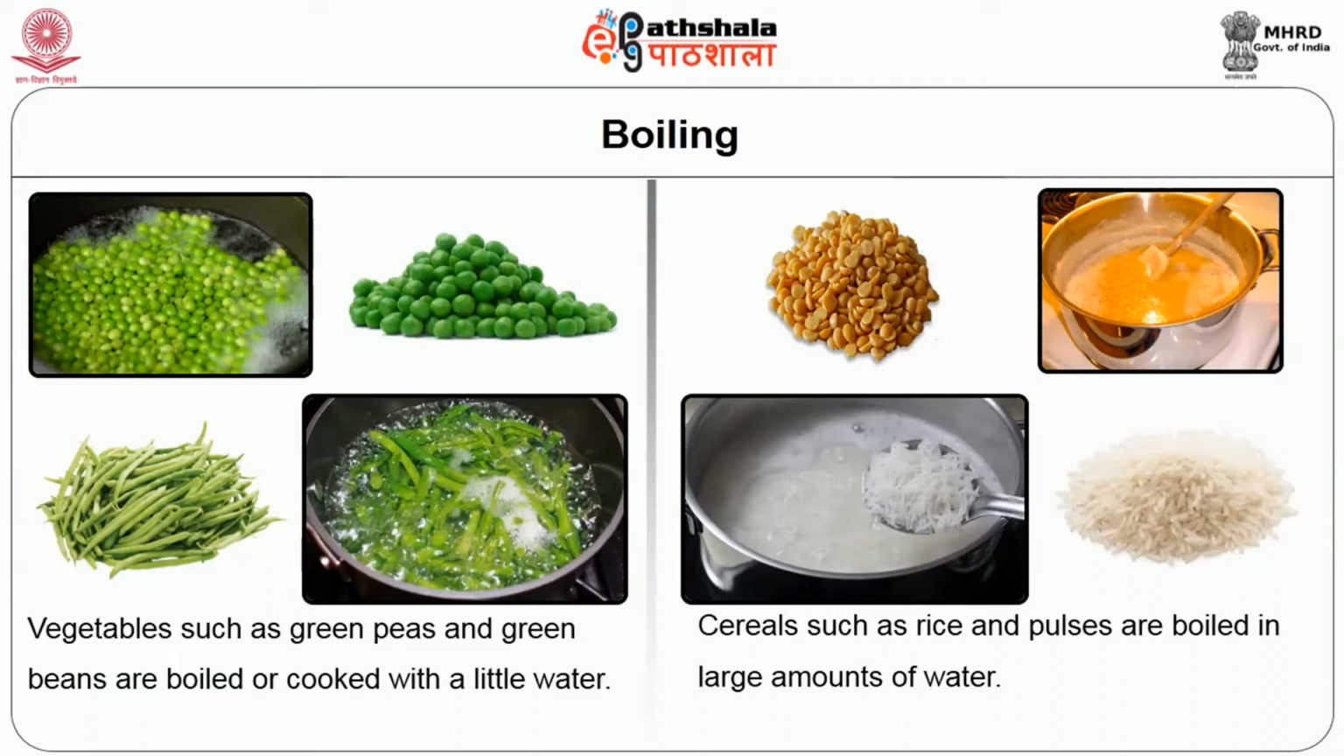Cereals and pulses need more water to cook as they are dry, and they also need more time to cook. Vegetables take less water to cook as they have higher water content. Eggs, pulses, cereals, vegetables and meat are cooked this way.